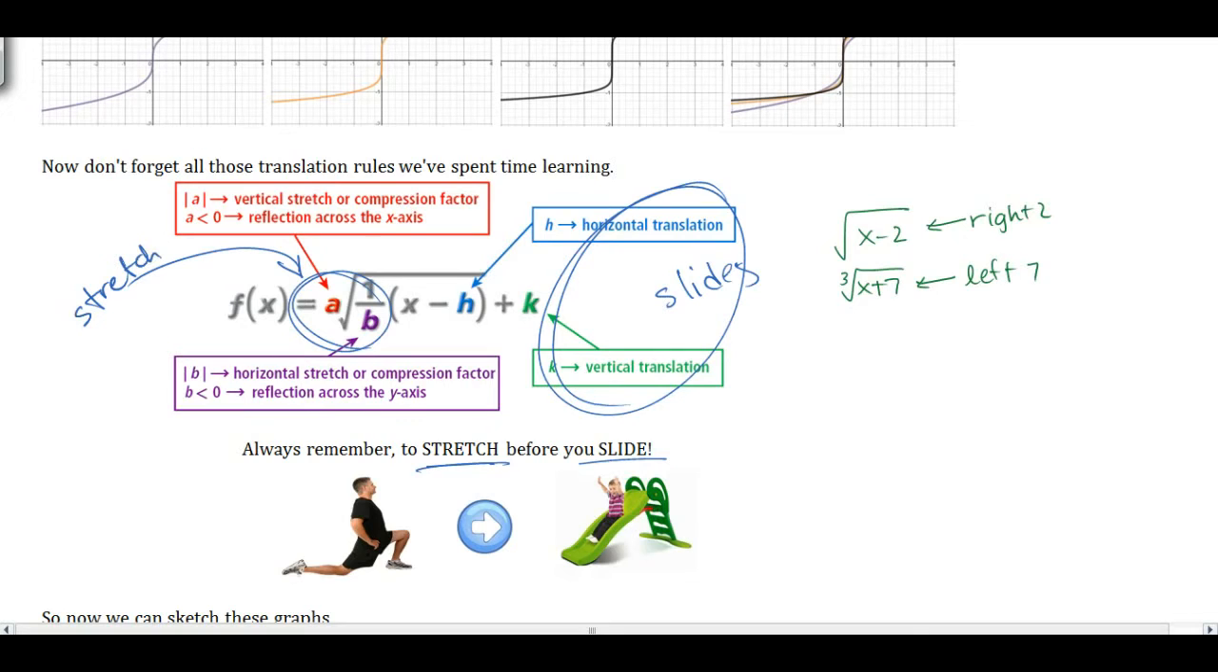So when you read an equation, you want to do your stretching first. And stretching includes reflections over the x-axis or reflections over the y-axis. So stretching includes reflections, and it also includes vertical stretch or compress. And then you do your sliding. And again, we're going to go over a lot of those in class.